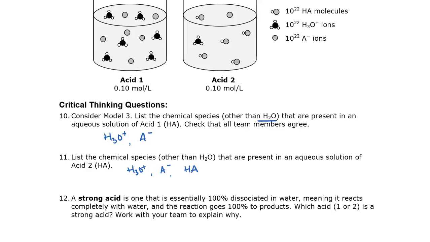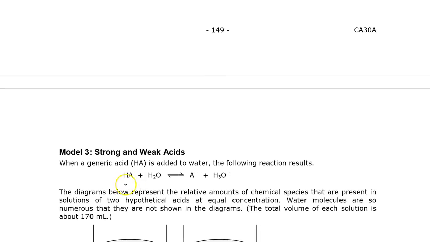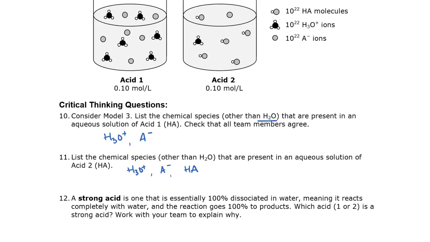So number 12. A strong acid, and this kind of matches our definition from earlier when we memorized a list of strong acids. A strong acid is one that is essentially 100% dissociated in water, meaning it reacts completely with water and the reaction goes 100% to the products. In other words, this reaction goes completely to the products, reacting completely with water and giving you only the products. That's a strong acid. Which acid, 1 or 2, is a strong acid? And explain. Pause now.